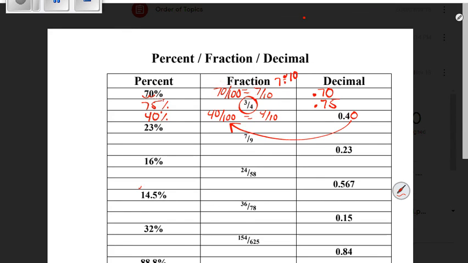So hopefully that can help you go from a percent to a fraction to a decimal, or if you have a fraction, I take it to a decimal, then a percent, a decimal to a percent, then to a fraction. Okay? Hopefully that helps you out in that first section.